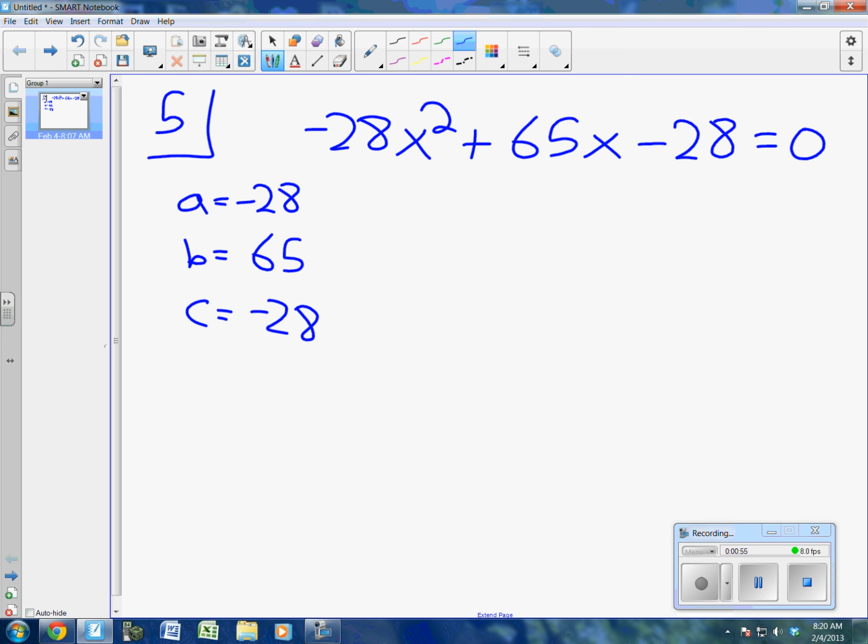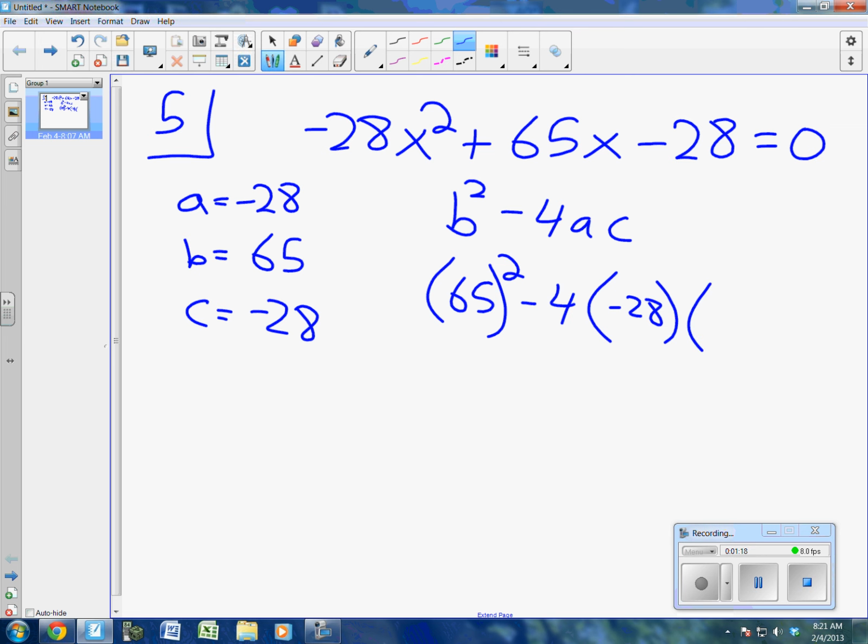And so we defined, to find the discriminant, we're just looking for the part of the quadratic formula that is b squared minus 4ac. And so we're gonna plug in these numbers right here, 65 squared minus 4 times a, which is negative 28, times c, which is negative 28. On this one right here, the numbers are so large, I would just plug it right into your calculator, type it in just like that.